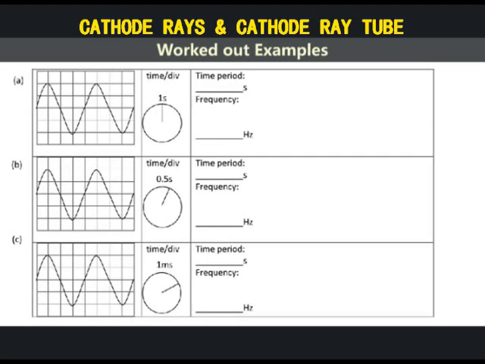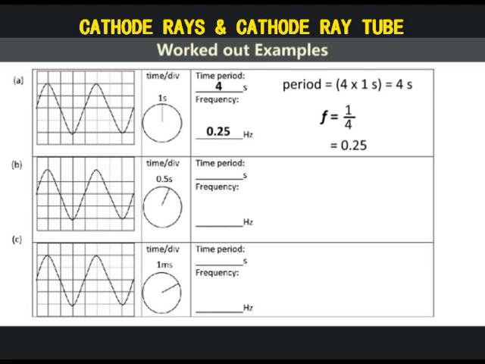Let's take a few examples. Now we find the time period and the frequency here. Each wave is 2 cycles. For the first one, the first cycle ends here. The time base is set at 1 second, and that means 1 second per division. So these are 1, 2, 3, 4 divisions. So 4 times 1 second gives us 4 seconds. So period is 4 seconds. Frequency is given as 1 over t, so 1 over 4, and that gives us 0.25 Hertz.